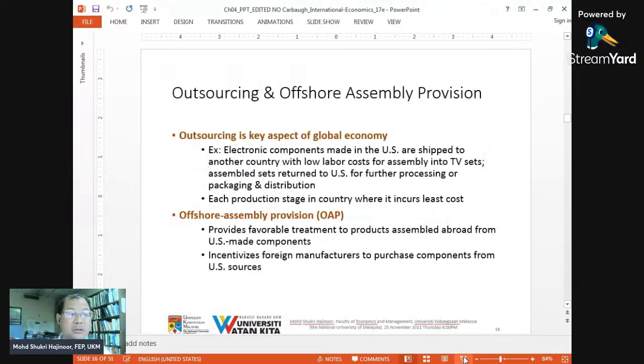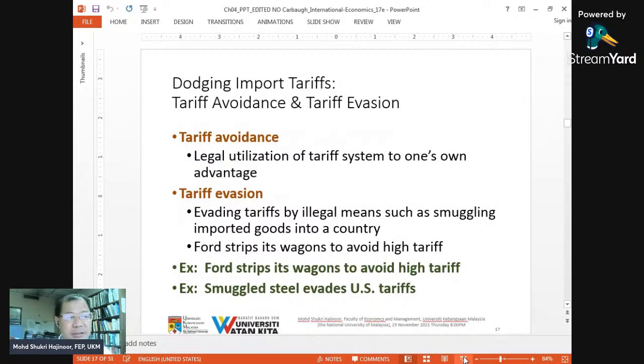Also, key aspects of the global economy. I don't want to explain more because you can watch my videos. Offshore, okay. Tax avoidance: the legal utilization of the tariff system to your own advantage. You do it according to the law to avoid tariff. However, tax evasion is not legal. You avoid tariff within the terms and conditions provided by the tariff law, and you follow them. For example, if you give charity, you can deduct from your tax. Giving charity to avoid paying tax is legal.